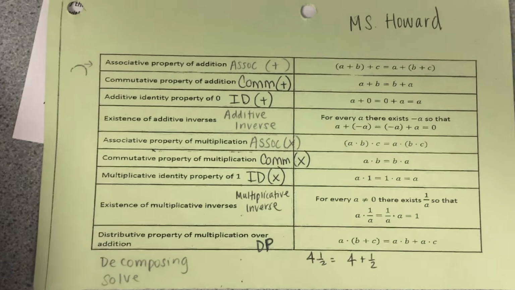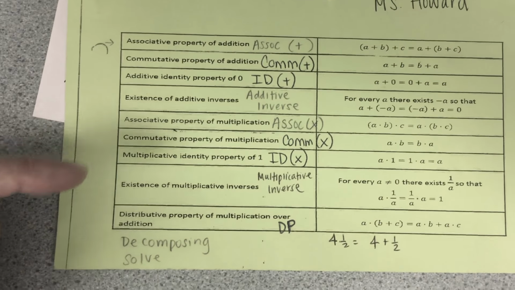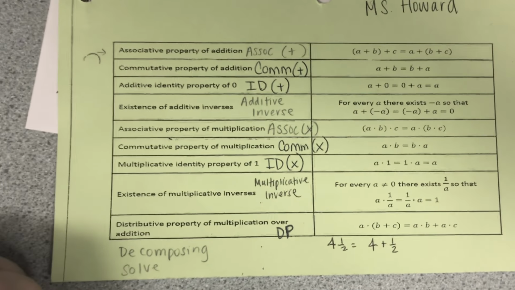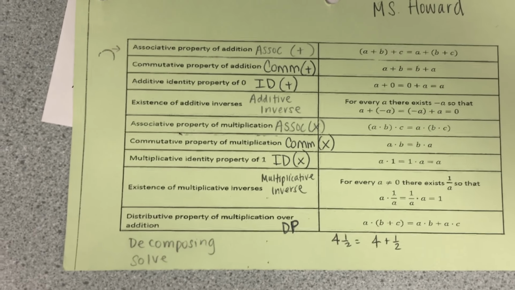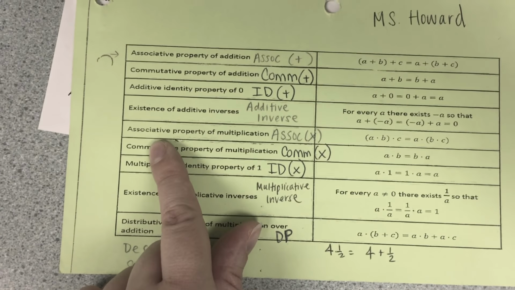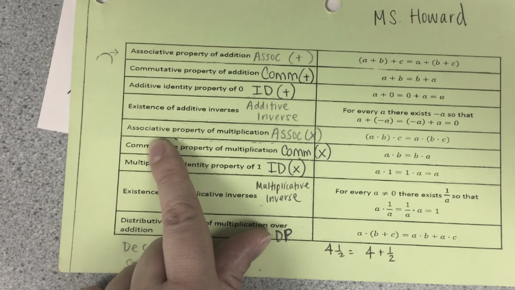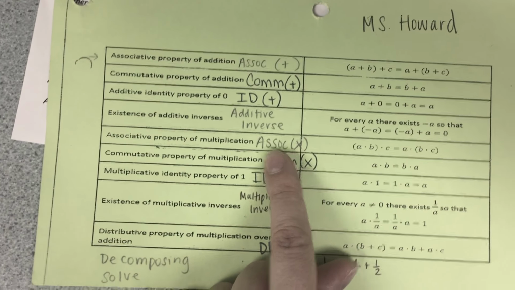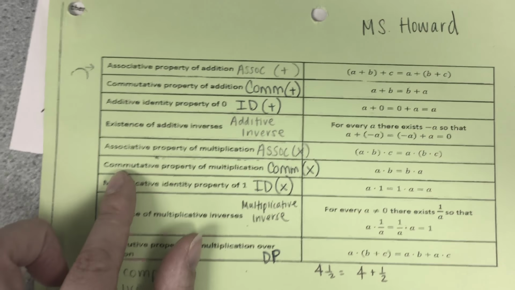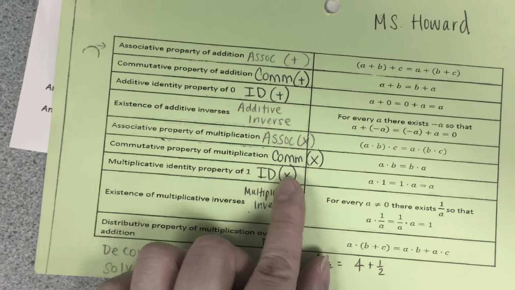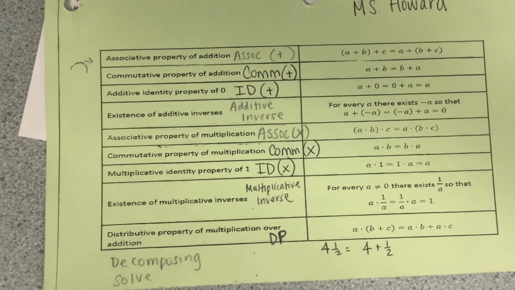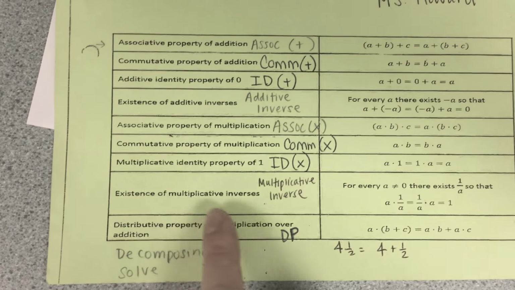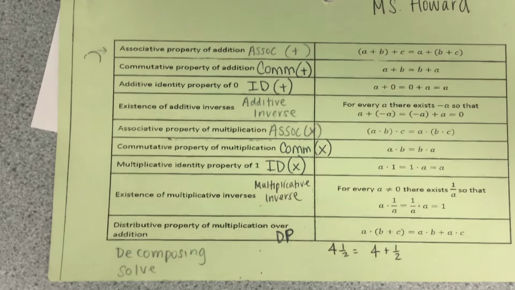So you will need your green property card. You will need this sheet here, and as you can see, I've added more properties. Make sure that you add them as well because you can use them on the test on Thursday. Right here, you'll see the associative property of multiplication, abbreviated ASSOC with an X. The commutative property of multiplication, COMM with an X, the multiplicative identity property of 1, IDX, and the existence of multiplicative inverses, multiplicative inverse.